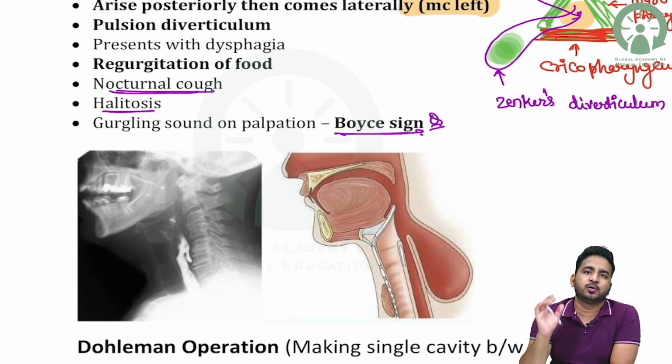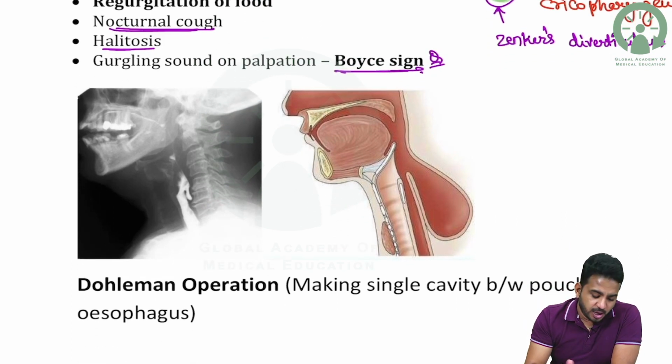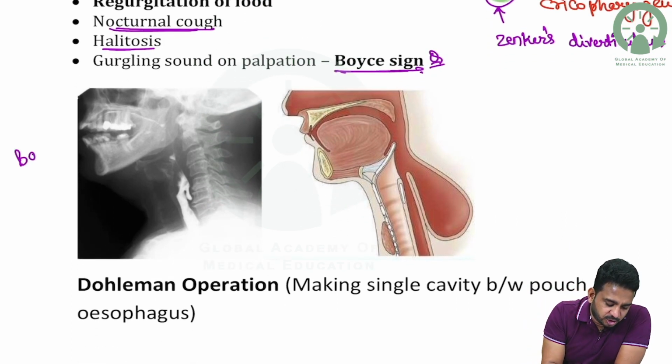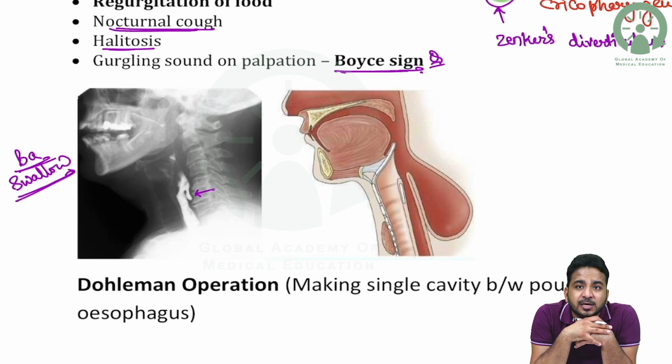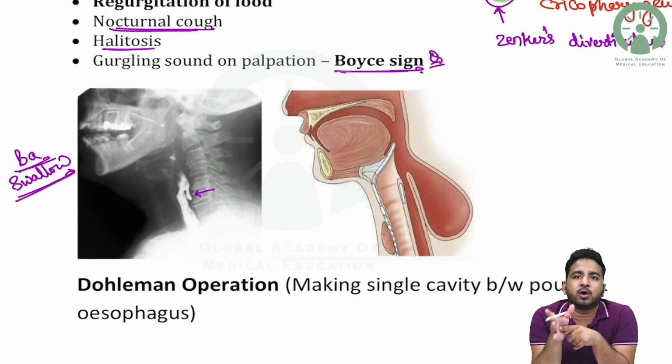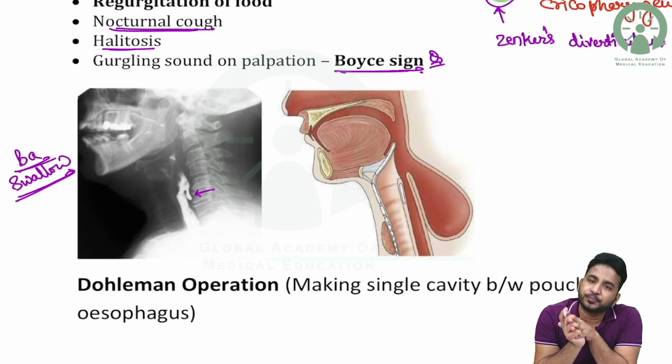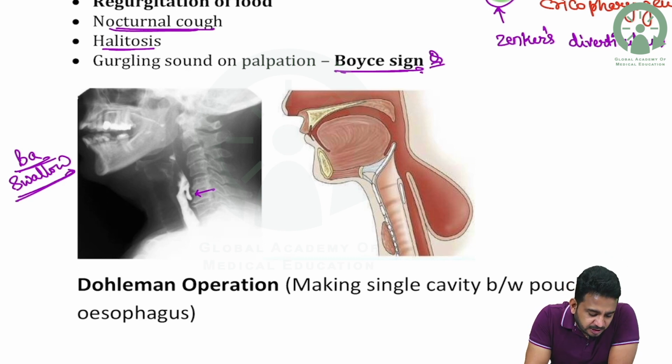Now what is the investigation? We'll go for barium swallow. This is a picture showing the barium swallow. When we make the patient drink barium and then take an X-ray, we can see a diverticulum here, a small outpouching in the mucosa of the pharynx. So that is confirmatory of Zenker's diverticulum, which is a false diverticulum. Look at the X-ray, you can see a diverticulum, a small outpouching of the mucosa there.